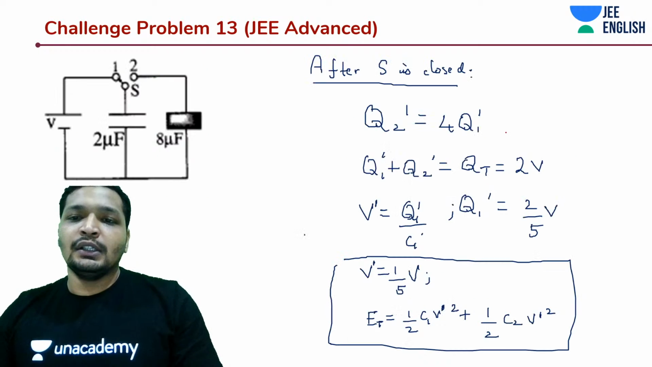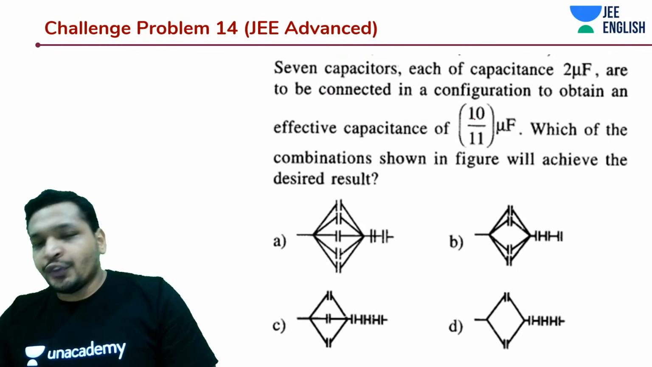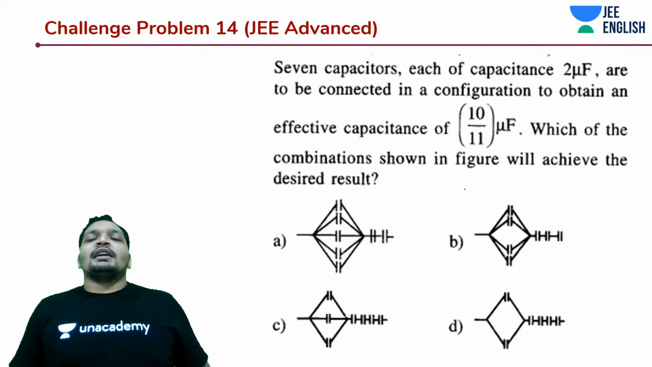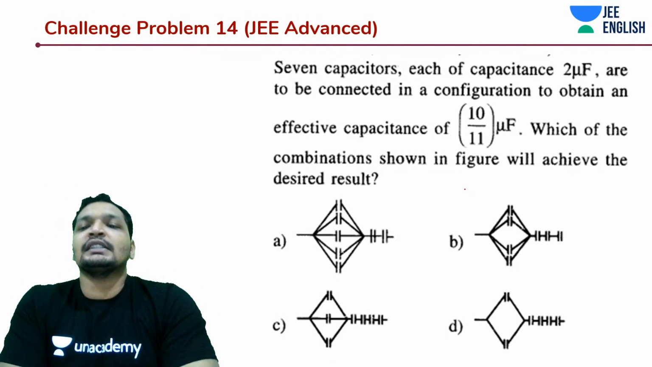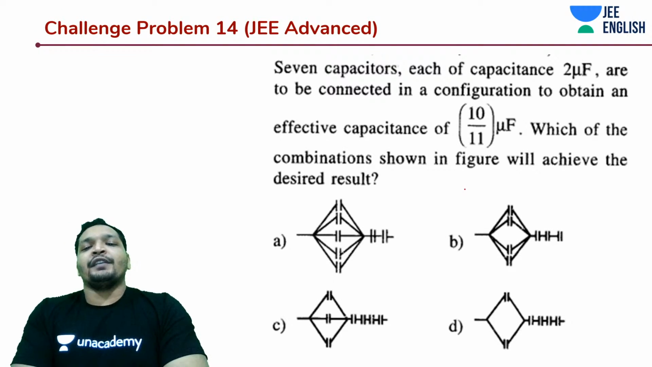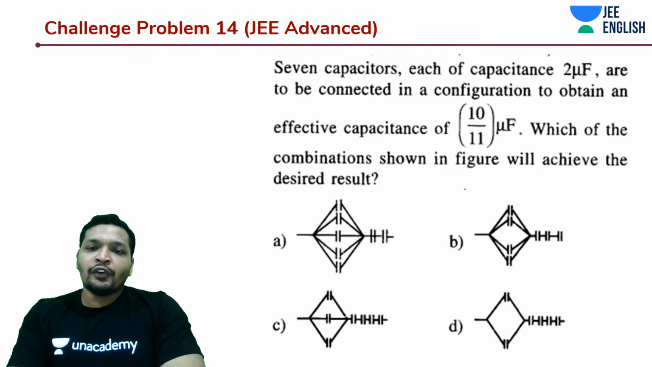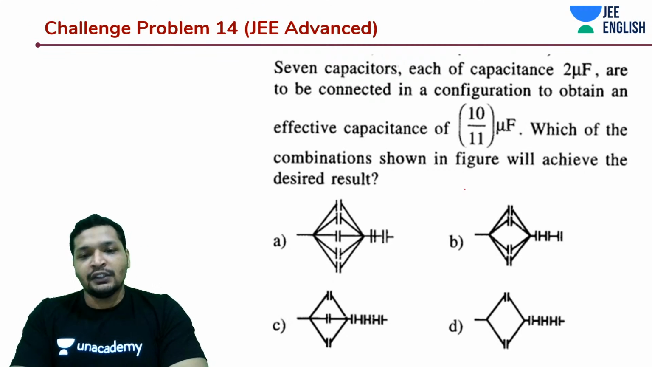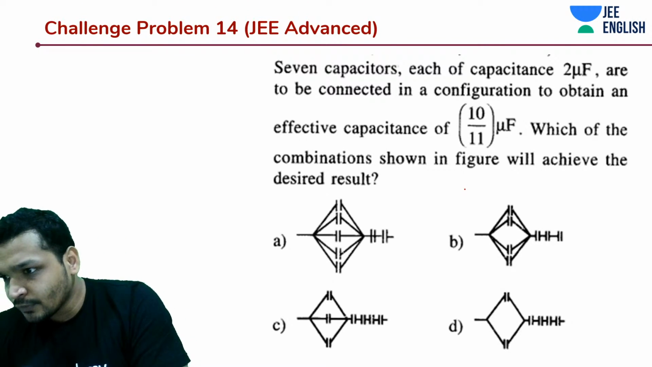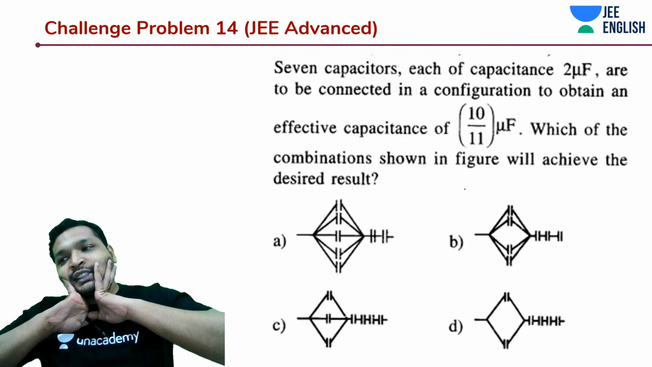Really my mistake. Okay. So let's move on to the next question, and now you have different capacitor combination. There are 7 capacitors, each of capacitance 2 microfarad, and they are connected in a configuration to obtain an effective capacitance of 10 by 11 microfarads. Which of the following combinations shown in the figure will achieve the desired result? Yeah, that was an easy one. And how about this?